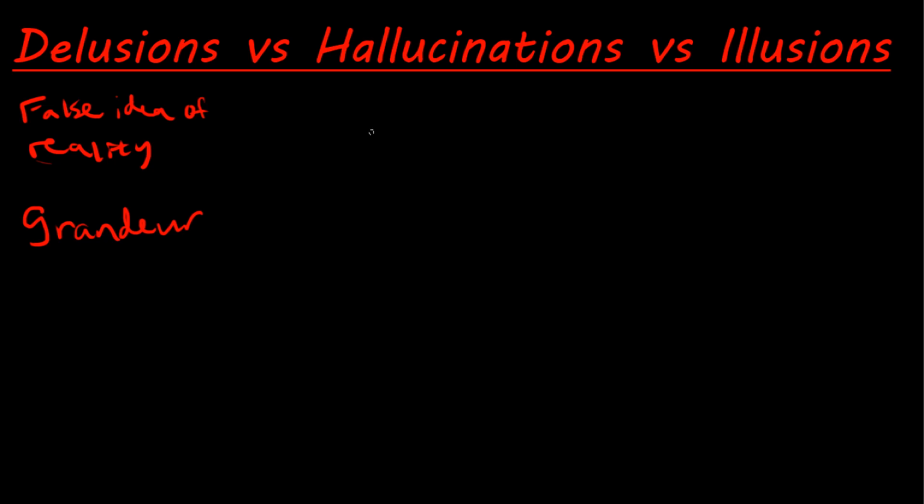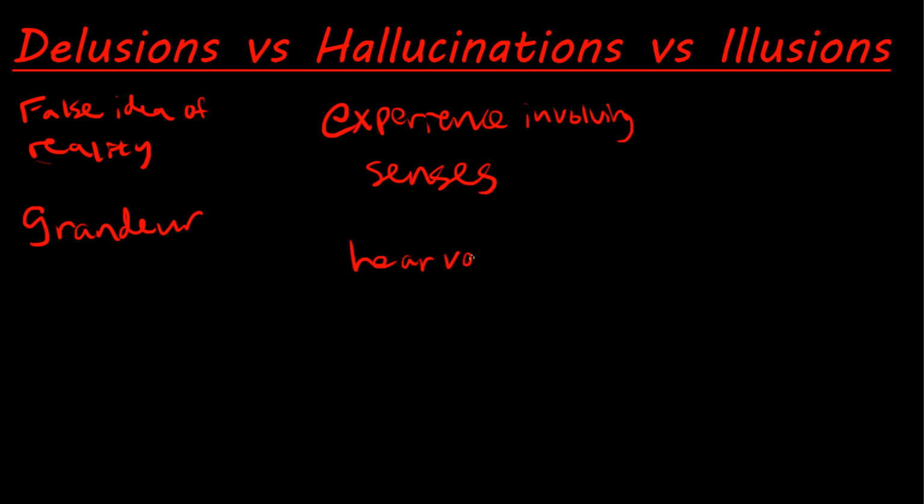And now hallucinations are an experience involving senses. So hallucinations are kind of like delusions that actually have sensory input, right? So our five senses: sight, touch, hearing, taste, and smell. They might hear voices. That's one of the more common ones, where they hear voices telling them to hurt themselves or hurt others, and that's probably one of the most common ones.